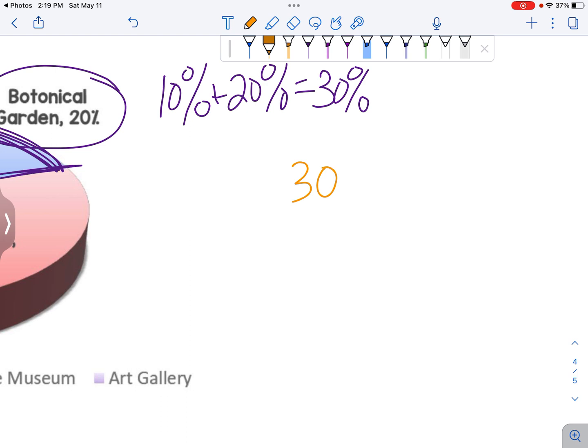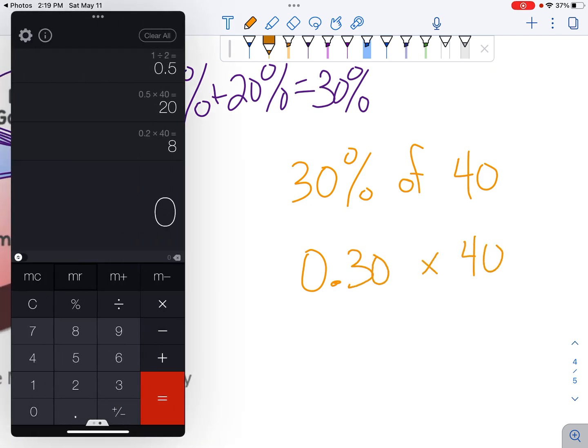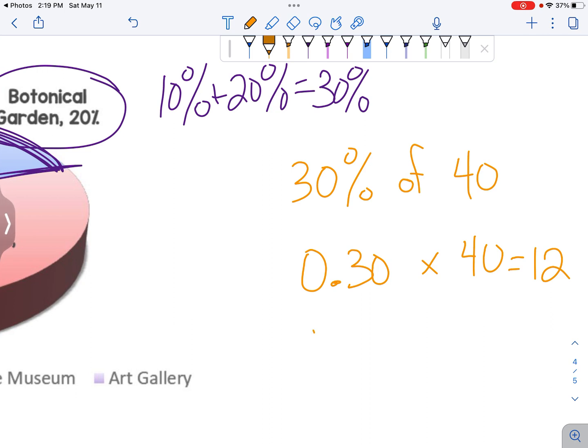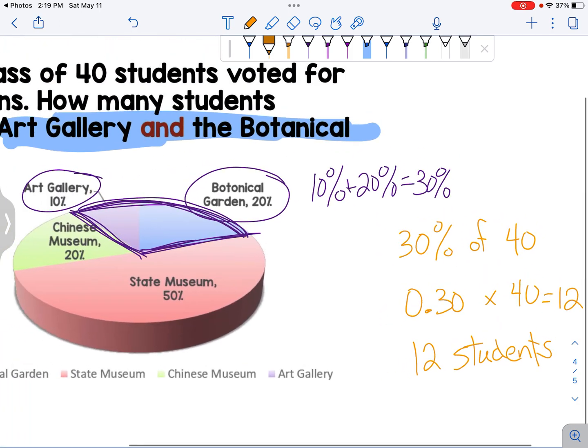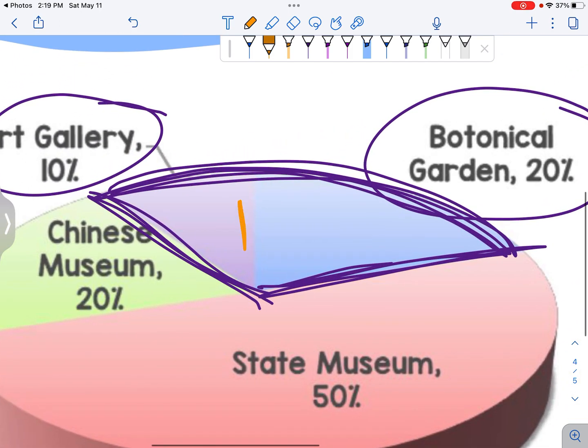30% of 40 is 0.3, you can put in that 0 if you want to, times 40, 12. 12 students combined voted for either the art gallery or the botanical garden. This is 12 kids from here to here.